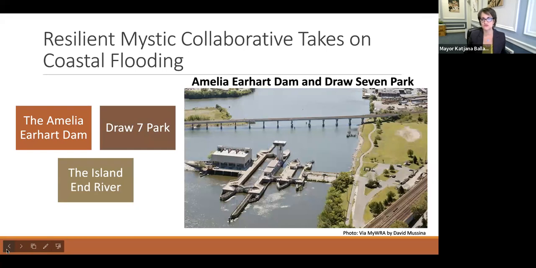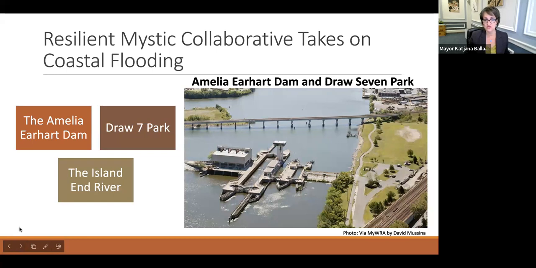to address coastal flooding risks. We are one of the founding members of the Resilient Mystic Collaborative, organized by the Mystic River Watershed Association. With help from our federal and state delegation, this collaborative effort has and continues to raise millions of dollars for 3 critical projects that will protect more than 100,000 residents and more than $60 billion in property.